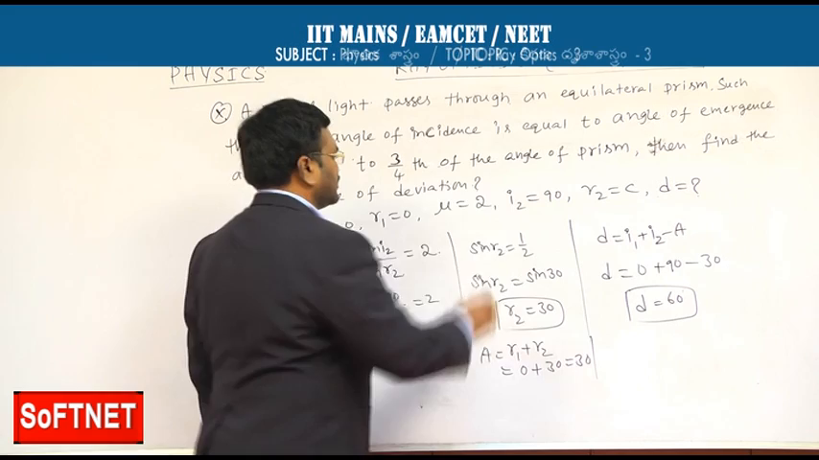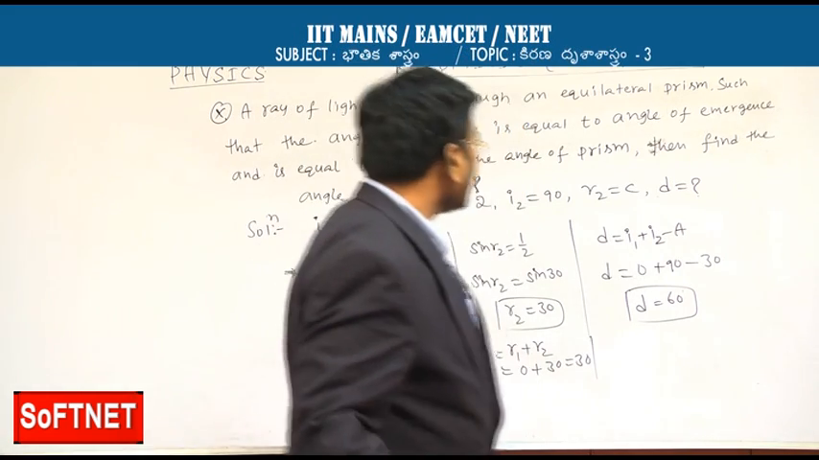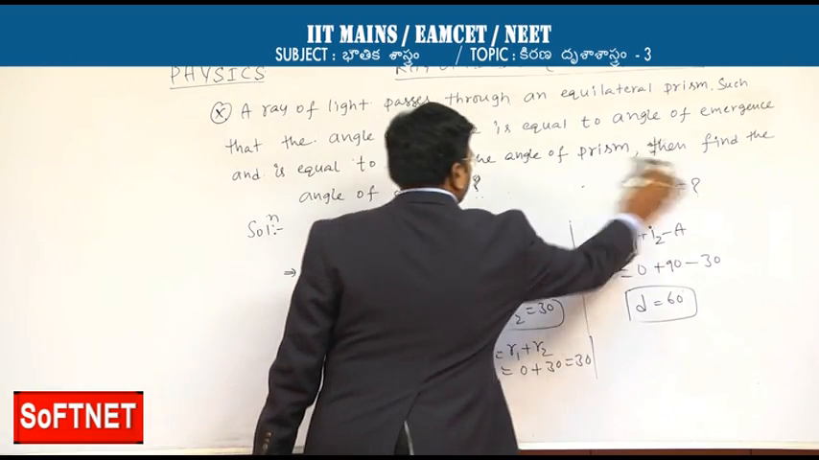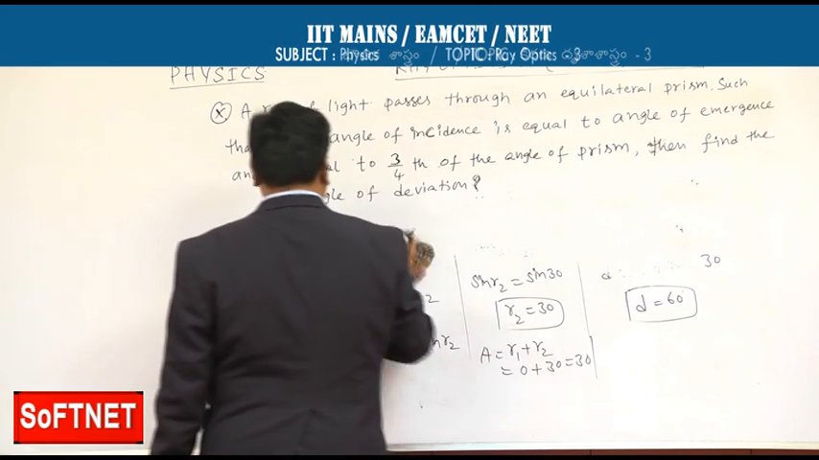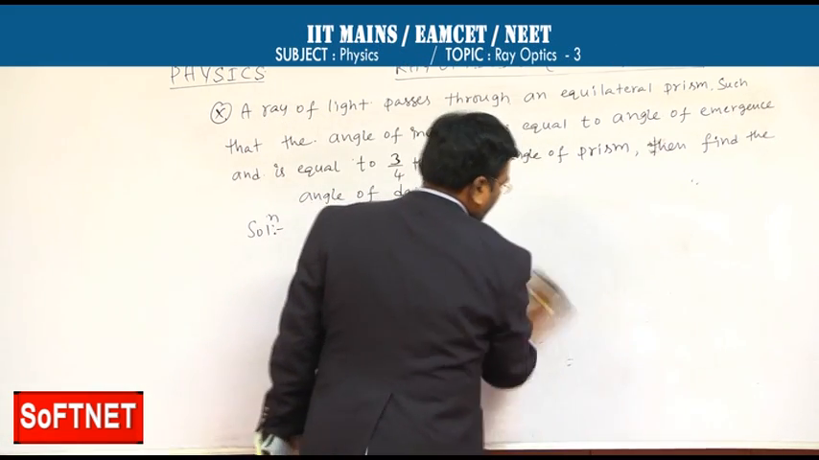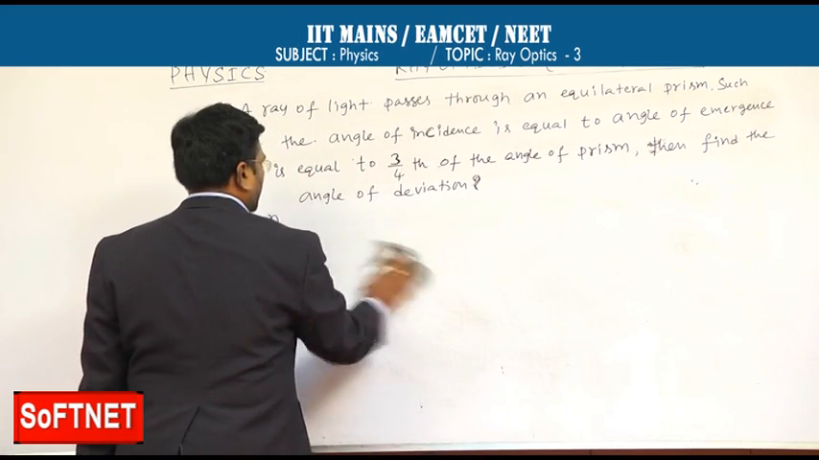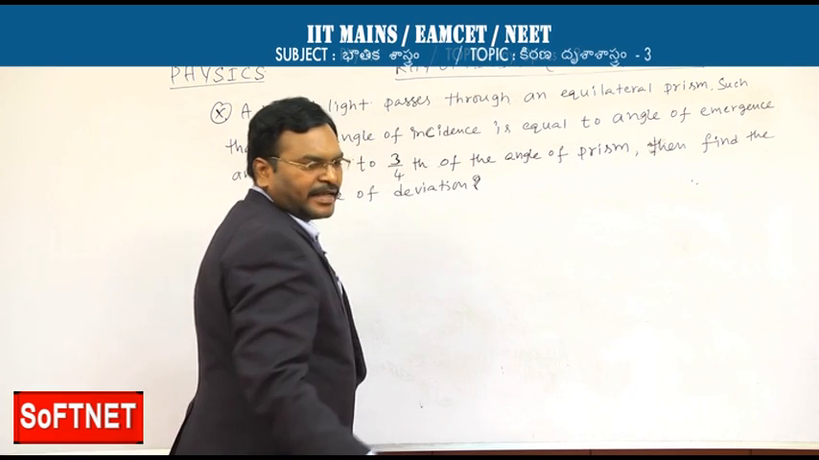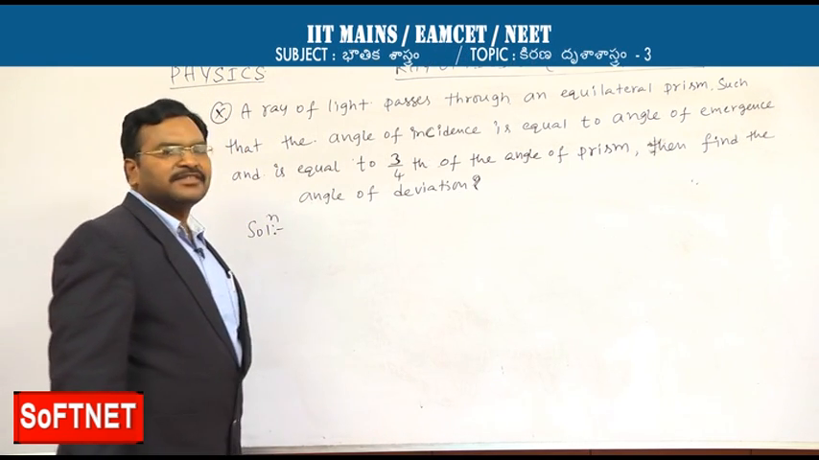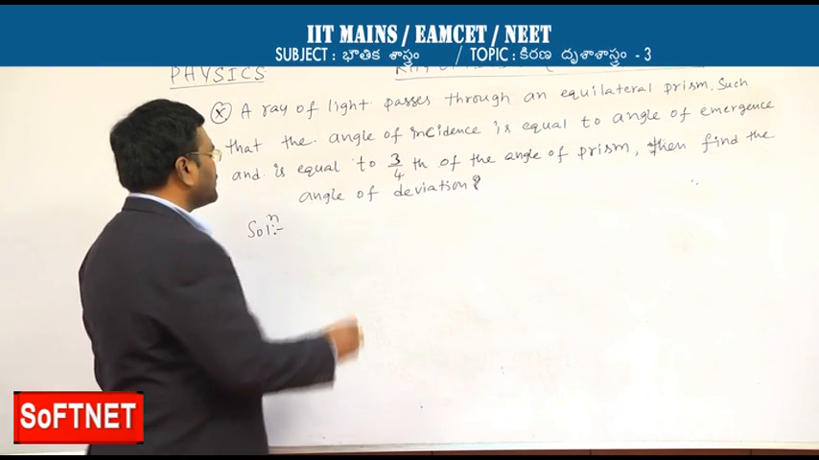We have a question like this. First you understand the question, you read the problem 2-3 times. First you understand the question, after that you think about the solution. Here, what do we have? A ray of light passes through an equilateral prism. For an equilateral prism, the angle of the prism is how much?